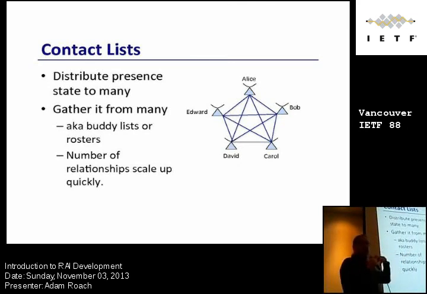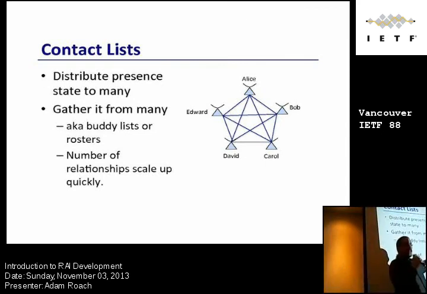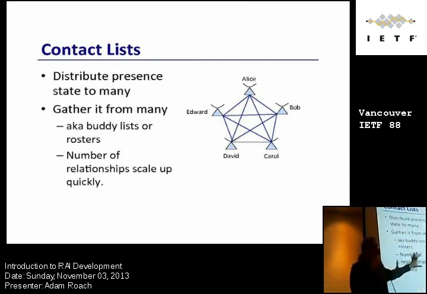Now, one of the things when you start thinking about this is once these lists grow to any reasonable size, the number of relationships scales up extraordinarily quickly. And this is actually one of the challenges, not just from a protocol perspective, but also in putting these types of servers together. It's basically a combinatorial explosion. So this is one of the more challenging parts of making presence work.